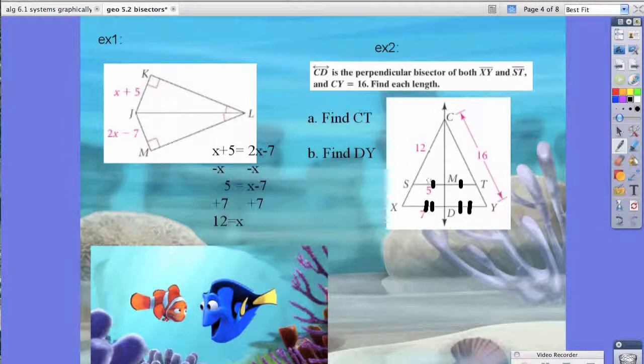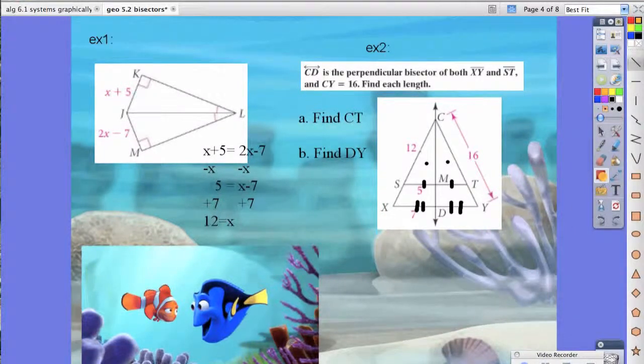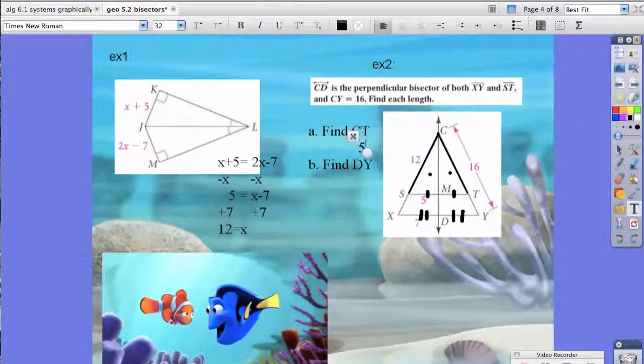Now if that's the case, we really have a couple different triangles that are congruent. We have the two smaller triangles that are here and here that are congruent, and the larger right triangles that are congruent. Now because we know that line segment CS is 12, then that must mean that line CT must also be 12. Therefore, for A, CT is equal to 12.